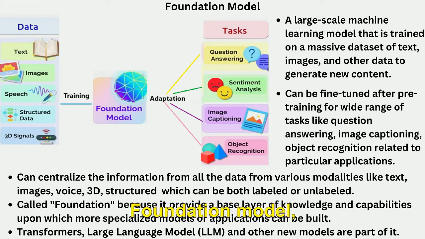Next comes the foundation model, which is a large artificial intelligence model pre-trained on a massive dataset to be fine-tuned to a wide range of downstream tasks like question answering, sentiment analysis, image captioning, object recognition and so on. It is called foundation because it provides a base layer of knowledge and capabilities upon which more specialized models or applications can be built. Transformers, large language models and other new models are part of it.